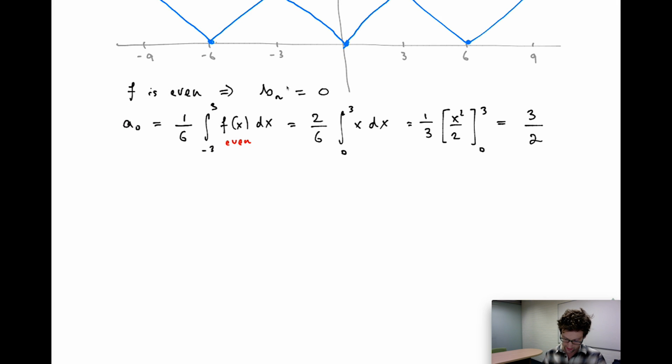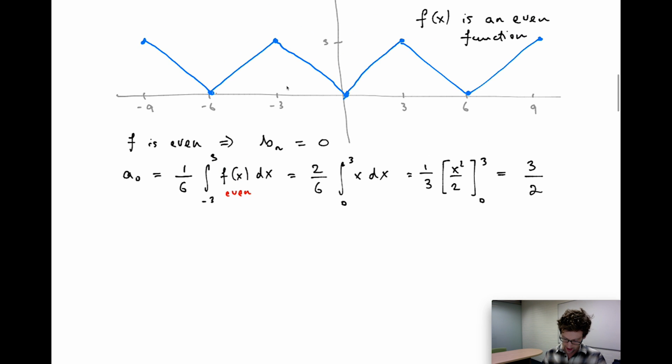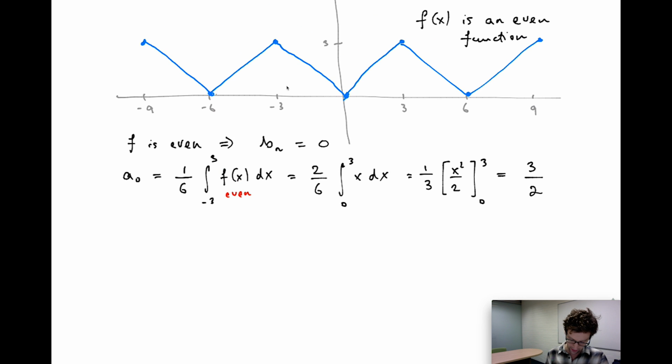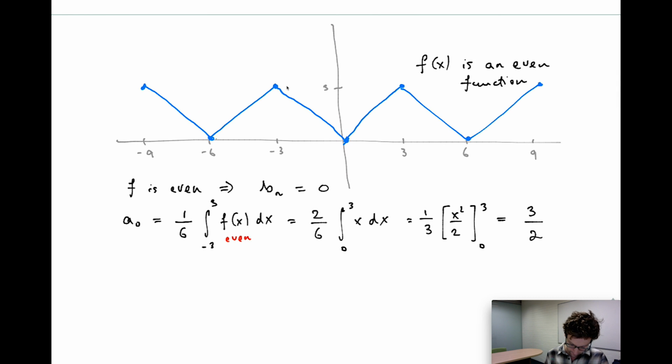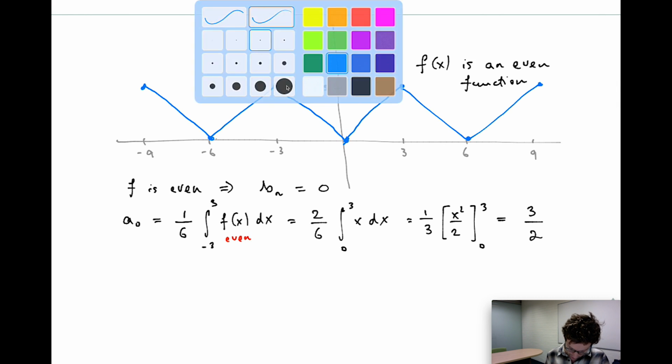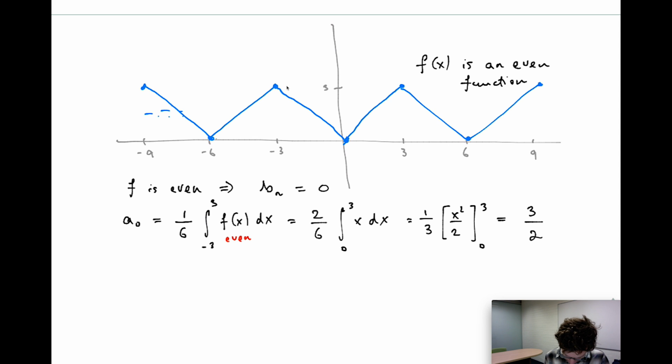So that's a0, and it's going to be the average value of my function. And we can actually see that if I was to sketch a horizontal line here, the average value of my function would be right in the middle. So that's a0. Let's take a look at an.